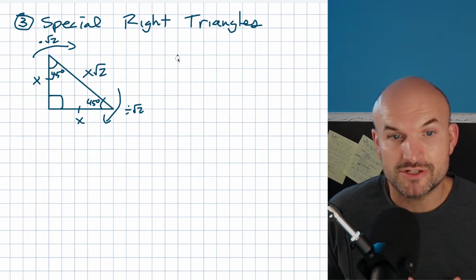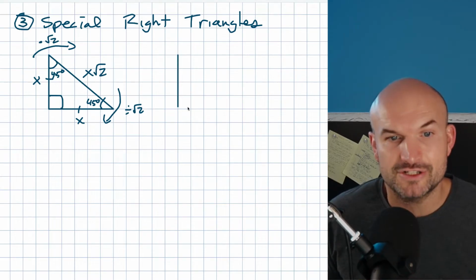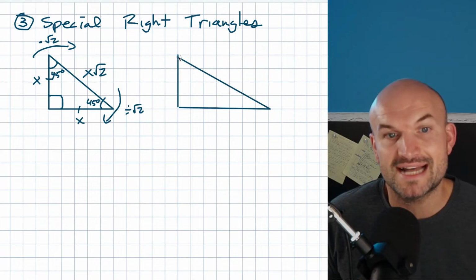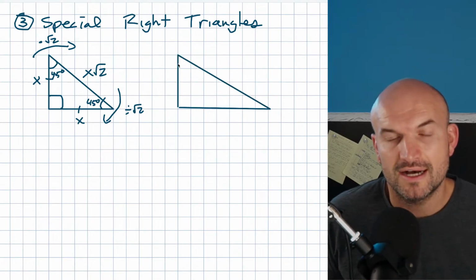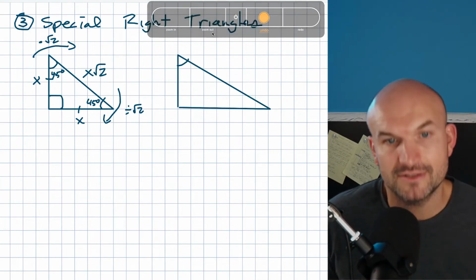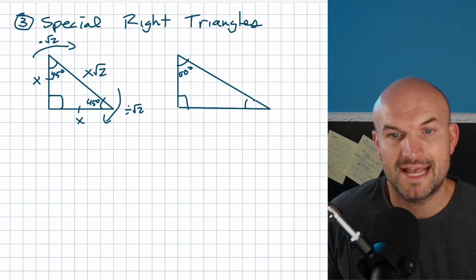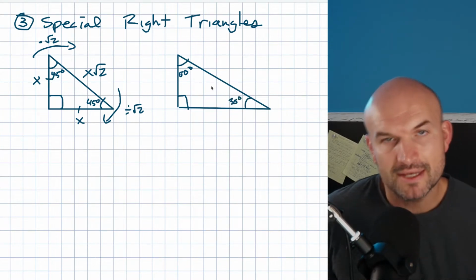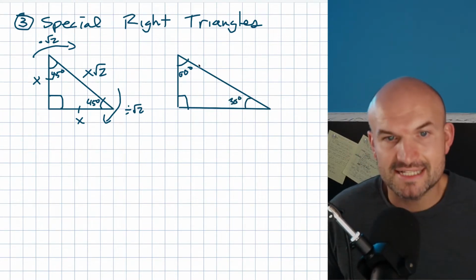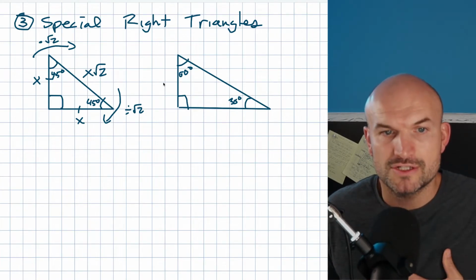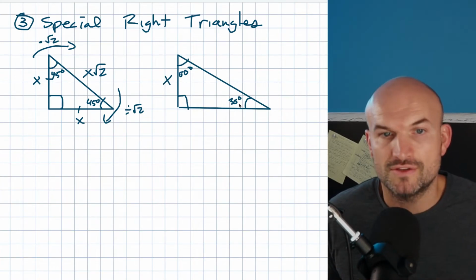Now, the other special right triangle is what we call the 30, 60, 90 triangle. So that is, again, a right triangle, but rather than being an isosceles with 45, 45, 90, this one has a 60-degree angle, a right angle, and a 30-degree angle. Now, let's say we have two legs, and they're not equal to each other. So let's call this one the short leg, and let's call this one the long leg.